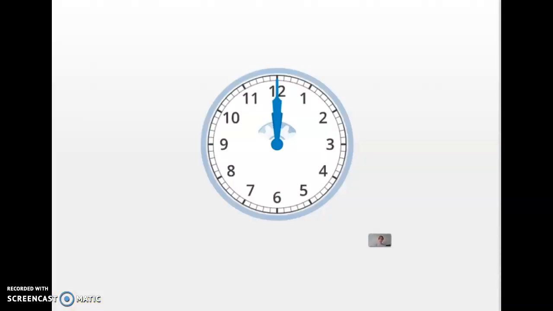So we talked a couple of minutes ago about the minute hand moving in a clockwise direction, and I'm going to show you that now. And while I am moving my long minute hand, I want you to watch what happens to the short hour hand as well. So here's my minute hand. I'm moving it to show that a half hour is going by. And do you see what is happening with my hour hand?